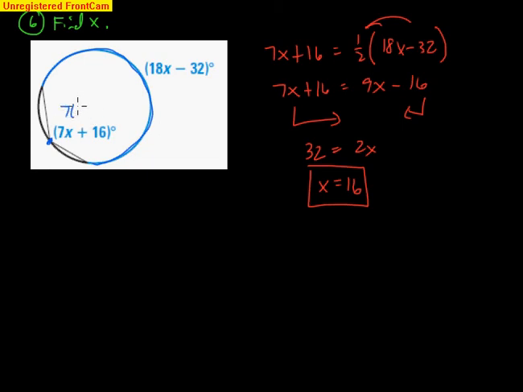Now let's check real fast. 7 times 16 plus 16. That angle measure is going to be 128. So we should know that the arc should be 256. Let's see. 18 times 16 minus 32. 256. And the relationship is true for an x value of 16.